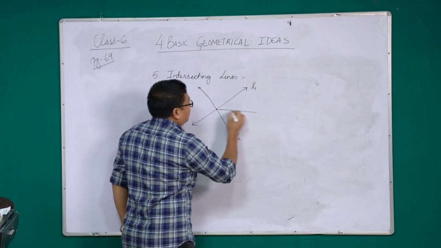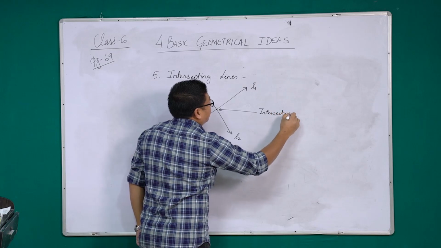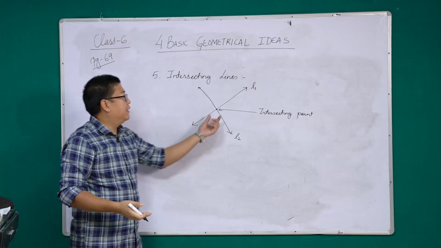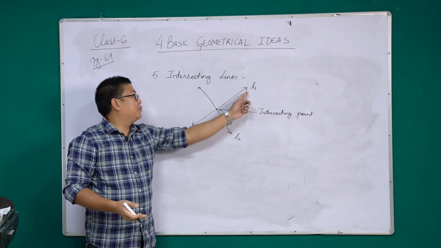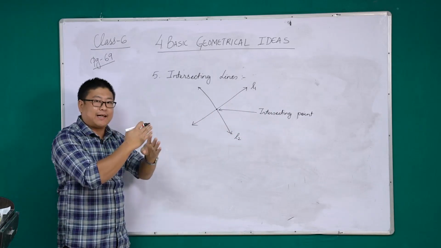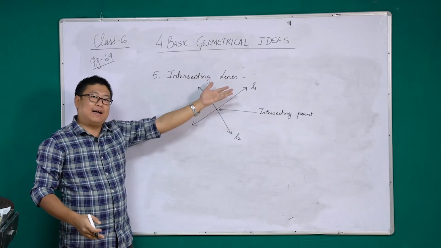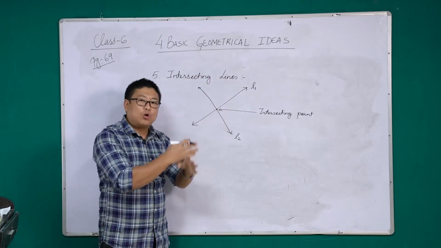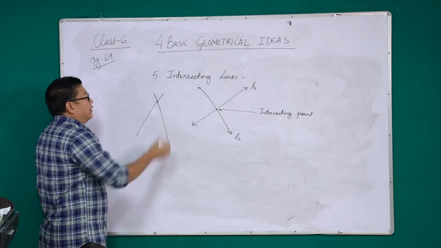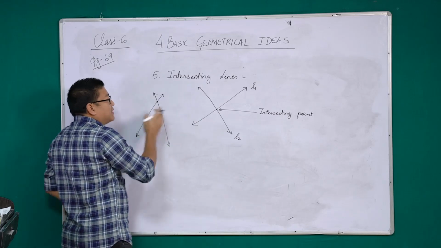This point is called your intersecting point or intersection point, whichever. Now these lines where they meet is called intersecting point, and these two lines, since they are intersecting, are called intersecting lines. As the name suggests, you can understand that they are crossing each other. For example, you draw like this, still they are intersecting here. So lines means you have to show these arrows. These are not line segments, they extend.